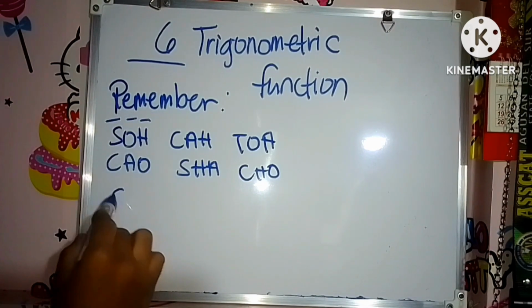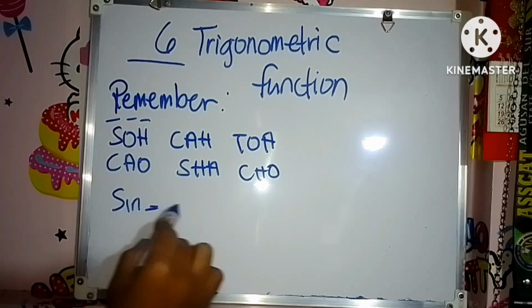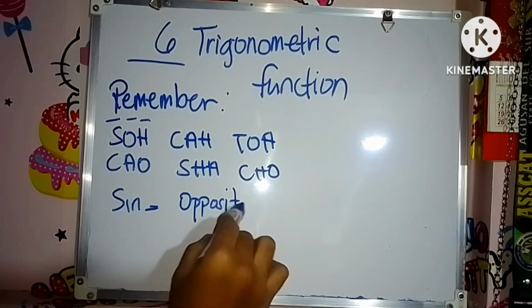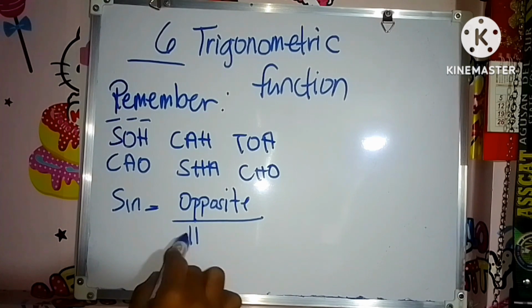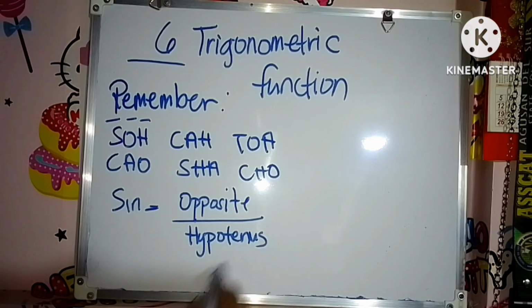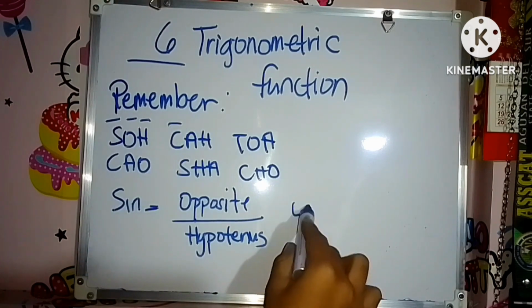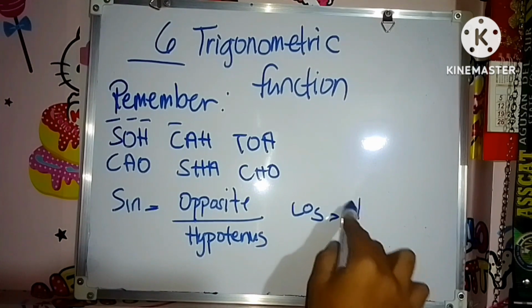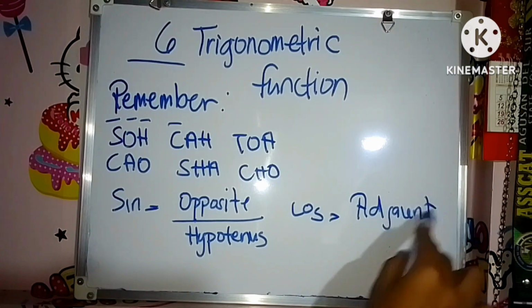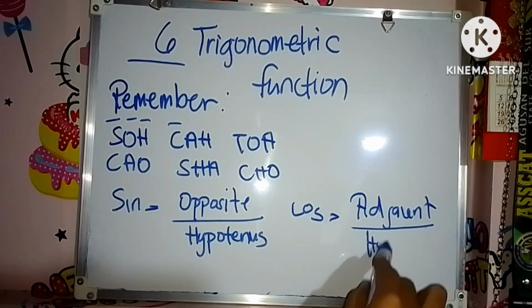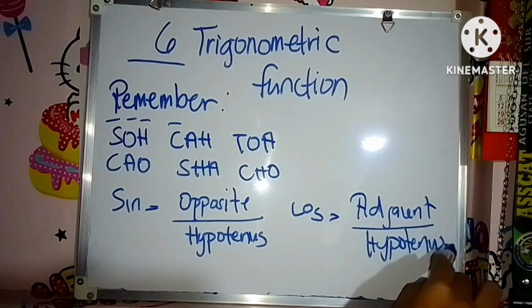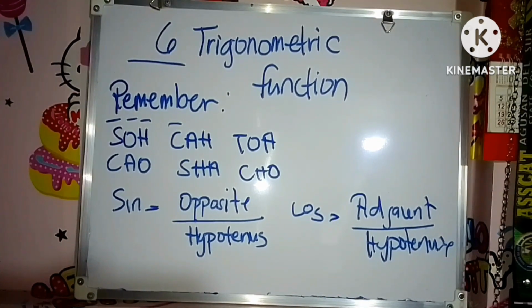S represents our sine. Sine is equal to opposite over hypotenuse, where O is opposite and H is hypotenuse. Next, C is our cosine. A is adjacent and H is also our hypotenuse. So cosine is equal to adjacent over hypotenuse.